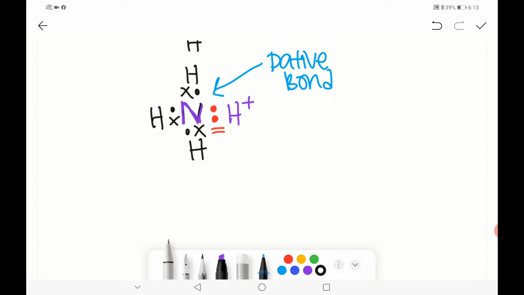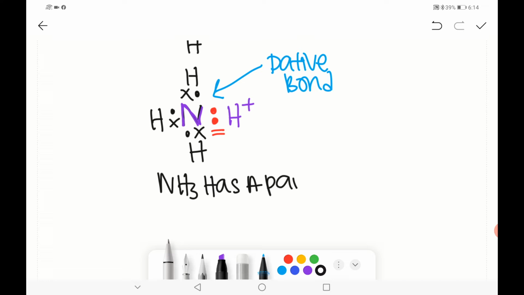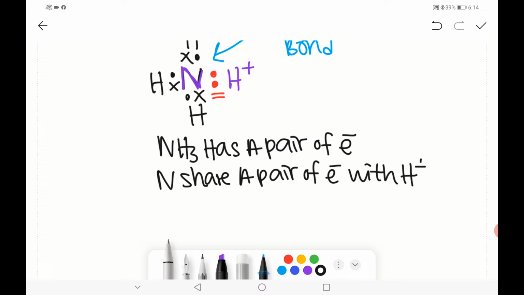All right, so what happens is this. Ammonia has a pair of electrons. Just now we can see ammonia has a pair of electrons. So the nitrogen will share a pair of electrons. A pair of electrons means two. The nitrogen shares a pair of electrons with the H plus, so that they can form the dative bond. That is what you need to know.